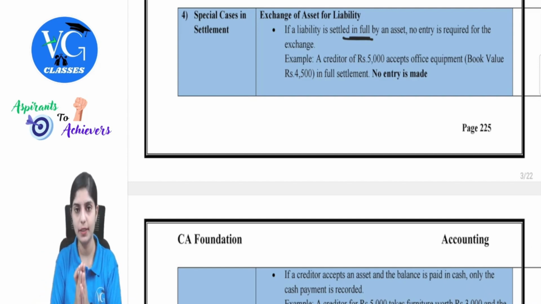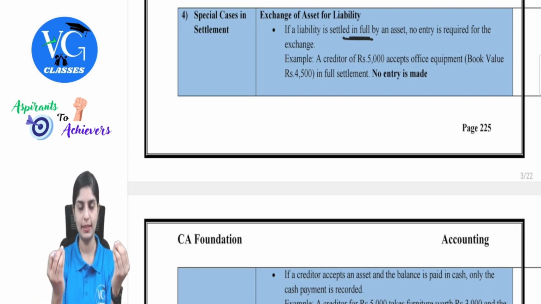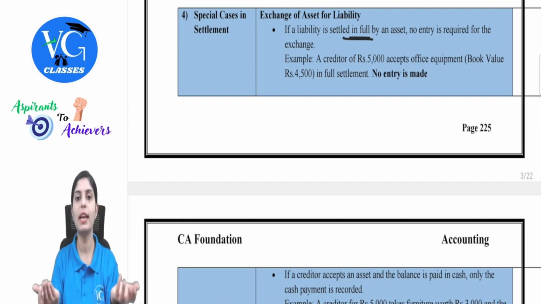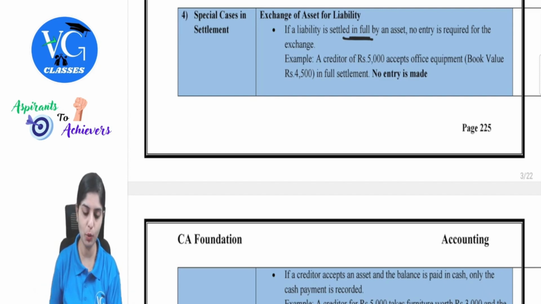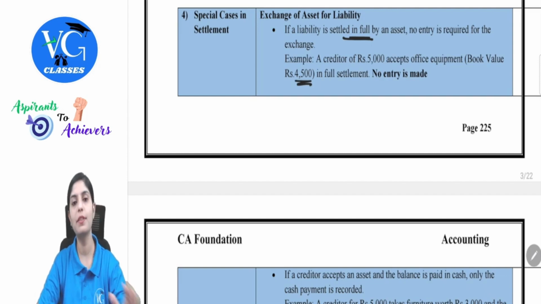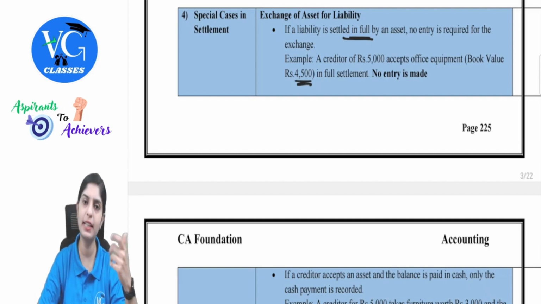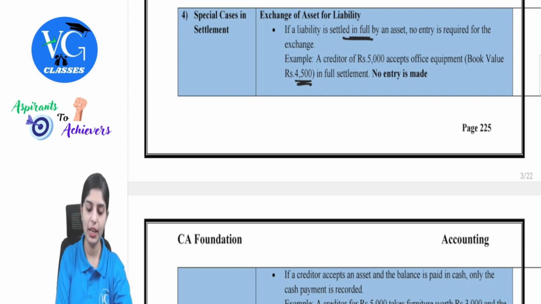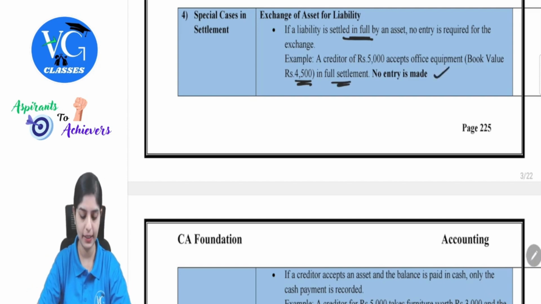Why? Because understand one thing, there is one liability, there is one asset. So if they are just netted off, there will be no impact, because on one side there will be a decrease in assets, and also a decrease in liabilities. So the impact would be the same. Therefore there will be no entry. Example, a creditor of 5,000 accepts office equipment. Book value of this is 4,500. If you match the monetary value, it will definitely not be the same. But the creditor is okay to accept 4,500 with respect to 5,000. So in full settlement, for this there is no entry.